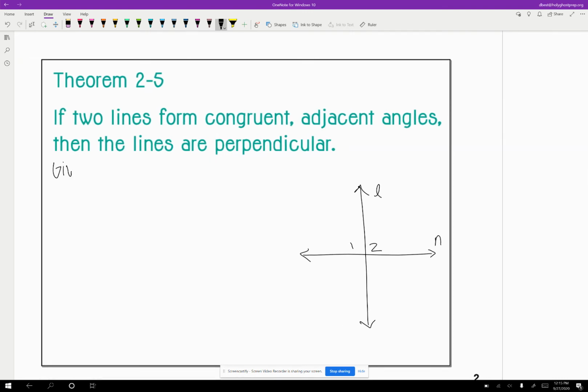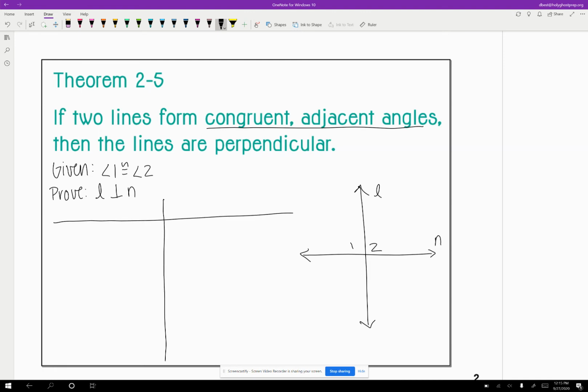And my given information will be that angle 1 is congruent to angle 2, okay, because we're starting with congruent adjacent angles. We are going to prove line L is perpendicular to line N. Now this one requires more steps than the last one, but here's how we'll get ourselves started. Start with our given information, so angle 1 congruent to angle 2, and I'm actually even going to change this a little bit and just say that the measure of angle 1 equals the measure of angle 2.